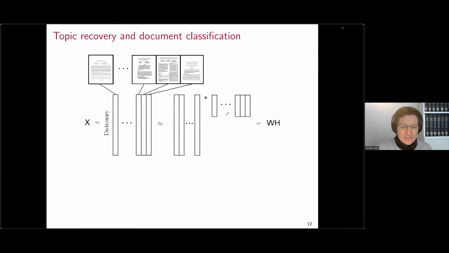So now let me show a second application, quite different, in topic recovery and document classification. In this particular application, each column of the input matrix X corresponds to a document, and each row corresponds to a word in the dictionary. So this is a so-called word count model. Each column here will contain the number of times each word appears in the corresponding document. So in this case, the first document, and so on for the other documents.